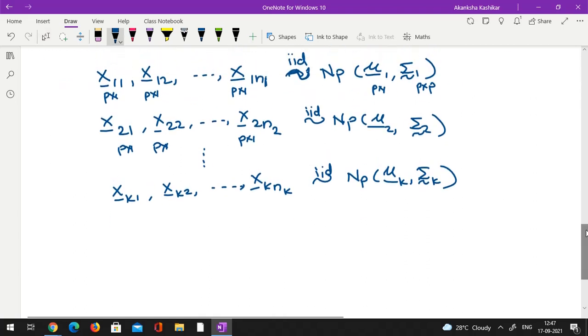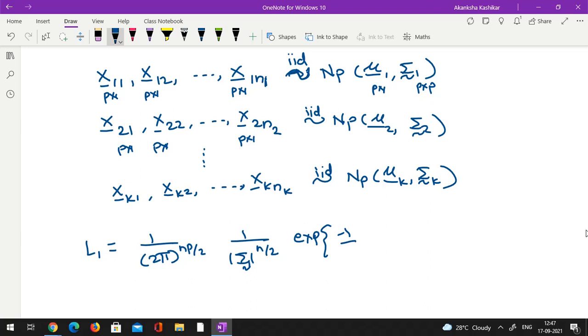Yes, ma'am. Now let me write down the likelihood for the first population. L1 is 1 upon 2 pi raised to np by 2, 1 upon determinant of sigma 1 raised to n by 2, e raised to minus half sum over, now 1 is constant, mu 1 sigma 1 is there, so sum over j going from 1 to n1 of x1j minus mu 1 prime sigma 1 inverse x1j minus mu 1.